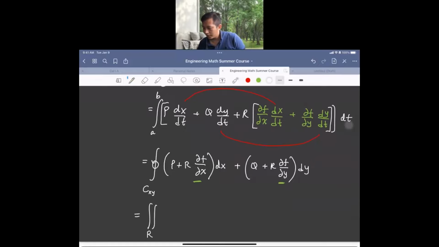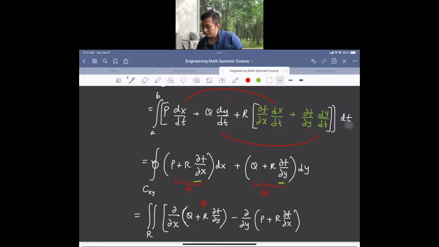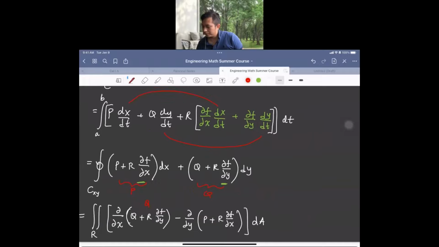And then from here we could take this into Green's theorem and take partials for Q plus R. So now it becomes the new Q, and this will become the new P. If you remember in Green's theorem, Q is going to be here, and the new P is going to be the minus. So P plus R, we have the R. So it is the same as Green's theorem.